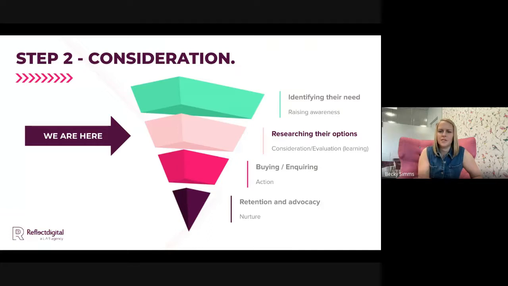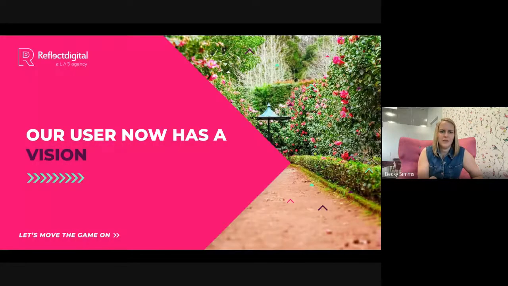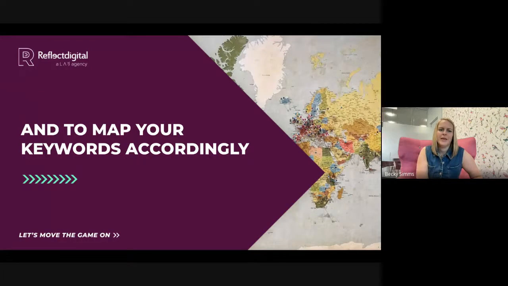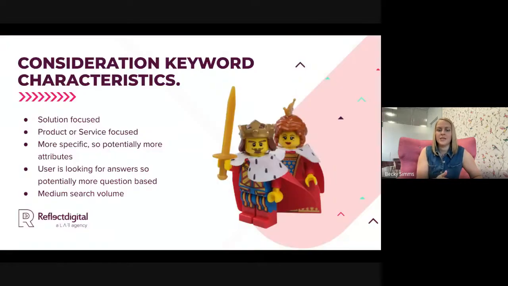But as we start to think about consideration and evaluation, the user now has a vision. They know what they're looking for. Their research has helped them with that. They've got a brief. So it's now your job to understand what happens from that vision and the typical process they're going to go through and the next questions they're going to ask until they're confident and ready to buy, and to map your keywords accordingly.